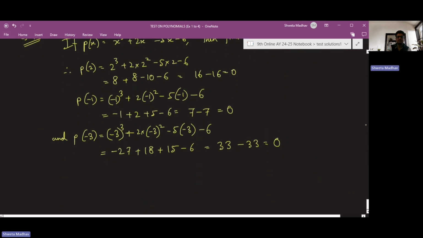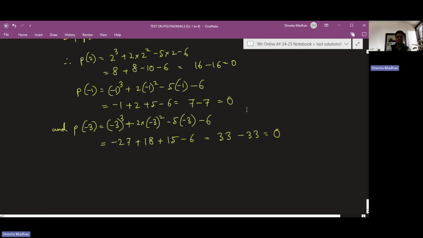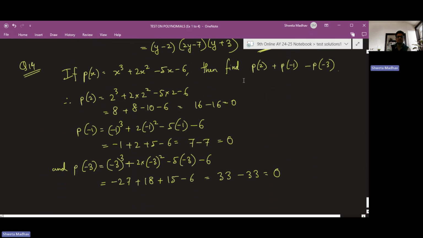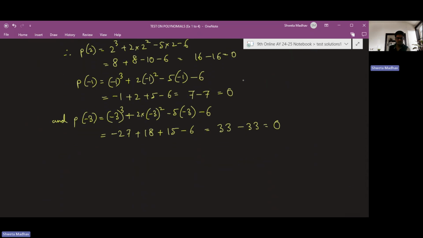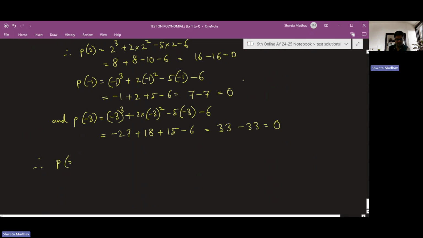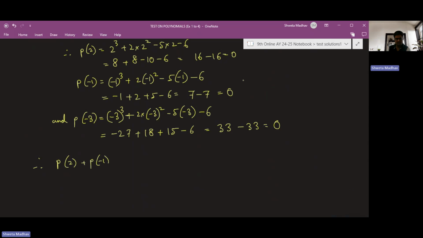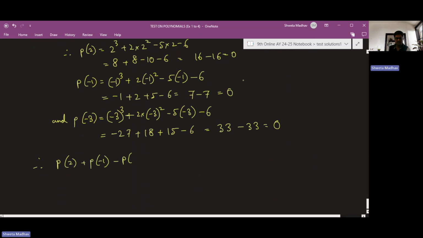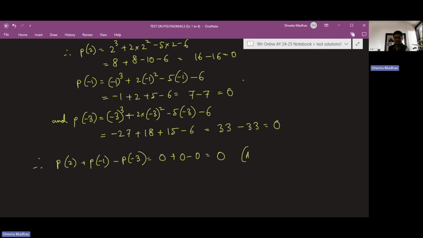So p of minus 3 is 0, p of minus 1 is also 0, and p of 2 is also 0. So therefore, we need to find the value of p of 2 plus p of minus 1 minus p of minus 3. So this would be equal to 0 plus 0 minus 0, so that will be 0. So 0 is the answer.